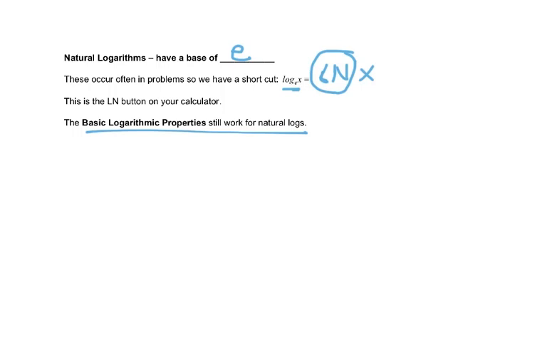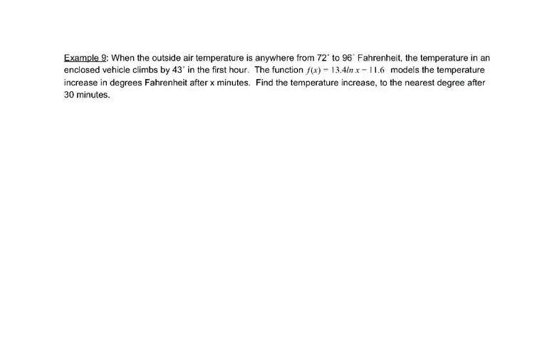So let's look at one example that has a natural log. When the outside air temperature is anywhere from 72 to 96 degrees Fahrenheit, the temperature in the enclosed vehicle climbs by 43 degrees in the first hour. This function models the temperature increase in degrees Fahrenheit after x minutes. So again, x is our minutes. Find the temperature increase to the nearest degree after 30 minutes. So we're going to find this when x is 30. So we're going to use this function that they give us.